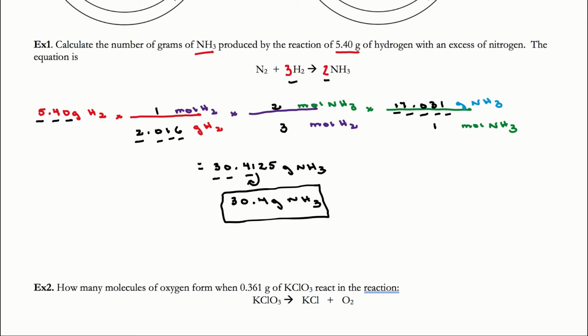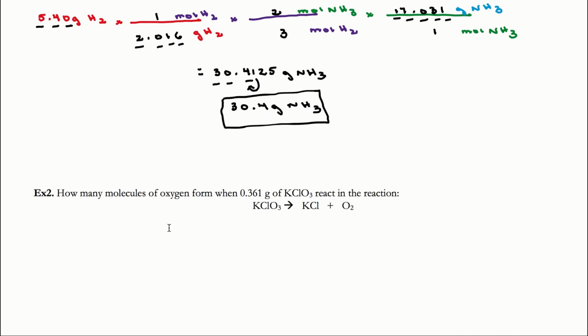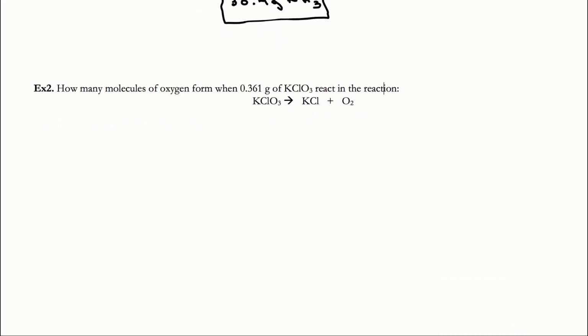Well, what if I'm not asking about grams to grams? What if I want to go from grams of one substance into molecules of another substance? Can I do that? And the answer is absolutely. So let's look at this example here. How many molecules of oxygen form when 3.61 grams of potassium chlorate react in the reaction?